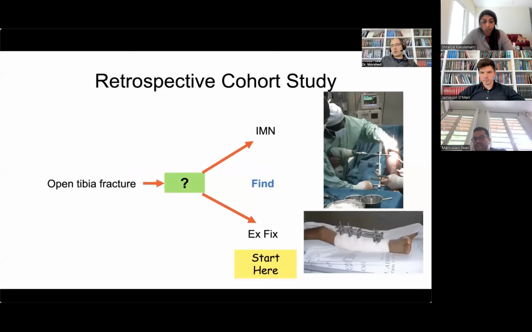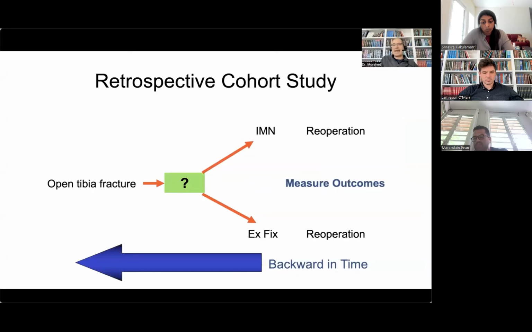So a retrospective cohort study, and I'm going to define this as a different entity than the case control study. A retrospective cohort study looks a lot in this diagram like a prospective cohort study. However, we start later in time after patients have already been assigned to one or another treatment. In this example, an IM nail versus an external fixator for an open fracture. And we look backward in time.